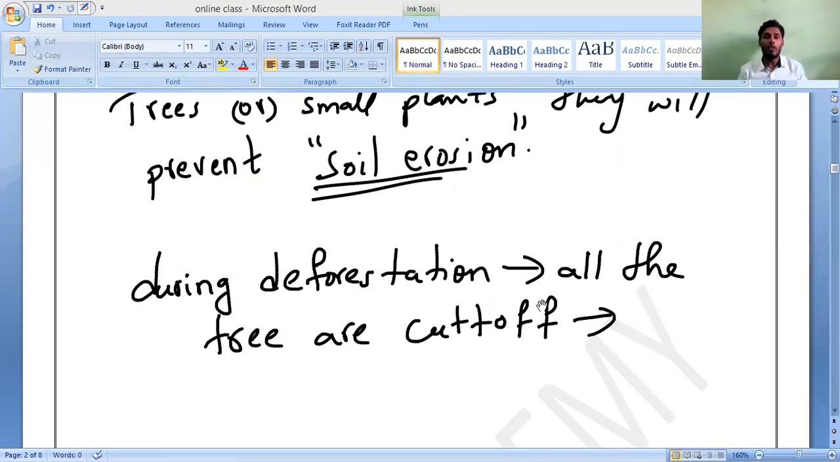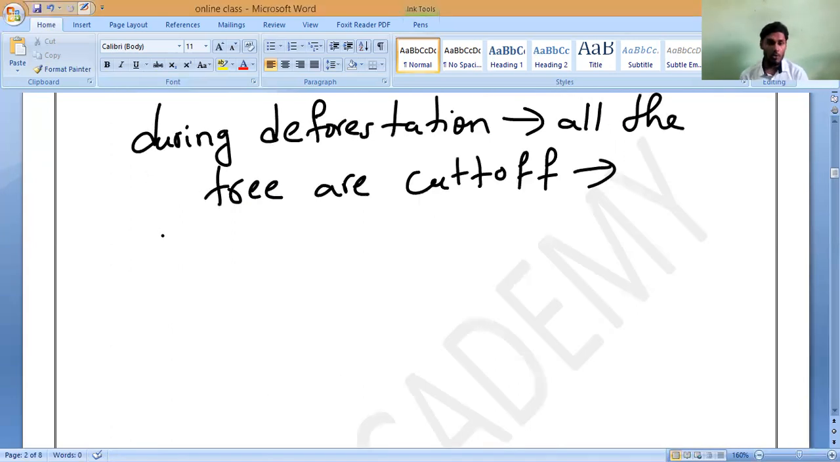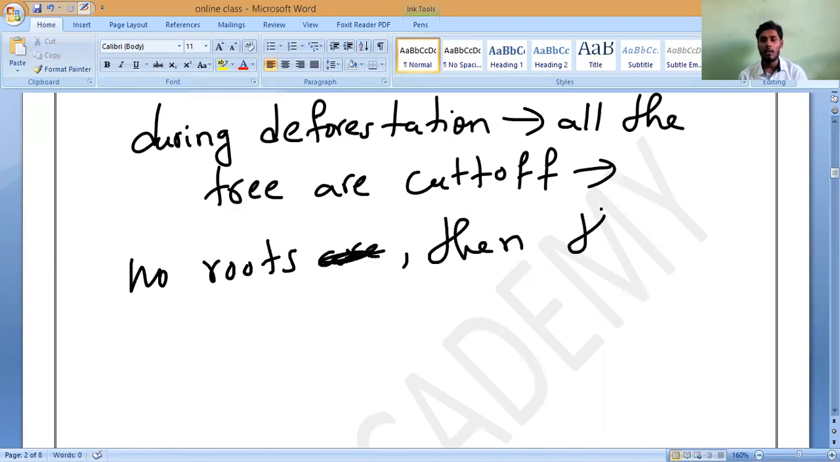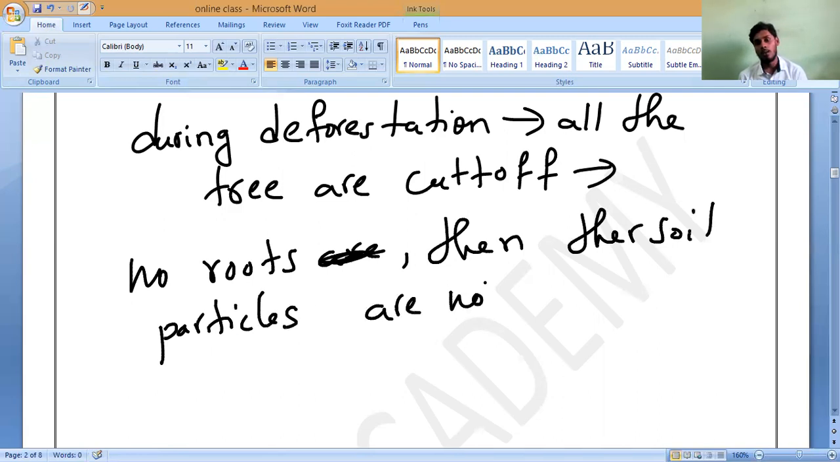So during deforestation, there are no roots of trees to bind the soil particles together and prevent them from being carried away by strong winds or flowing rainwater. If no roots are there, what will happen, Ra? If no roots are there, then the soil particles are not binding together.